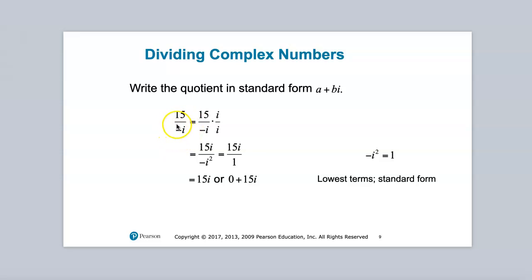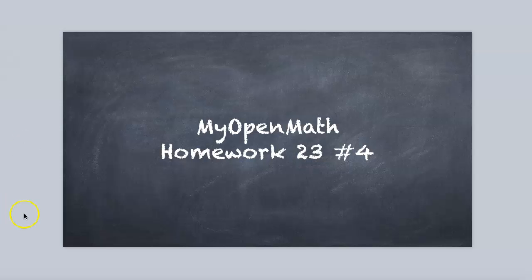When you have a single term, your goal is to get an I squared. By multiplying by I over I, we do get an I squared, and since I squared is equal to negative 1, then negative I squared is equal to positive 1. And so we can write this as 15i, or standard form would technically be 0 plus 15i. So now we can look at question number 4.